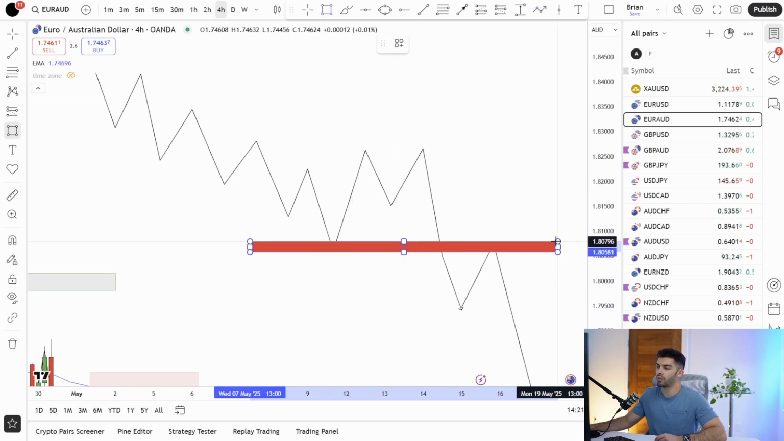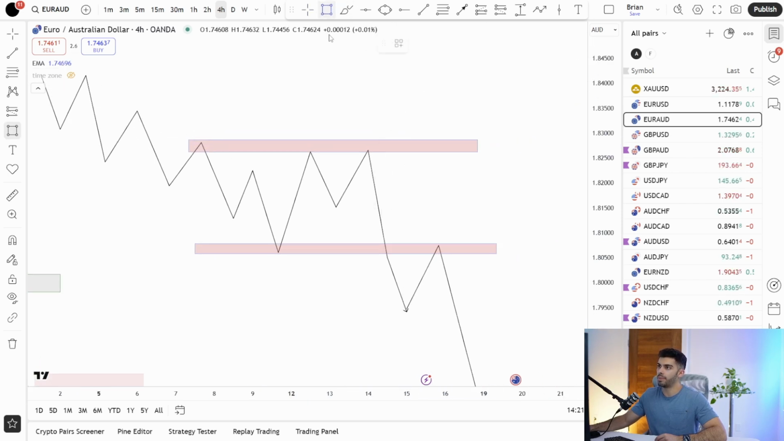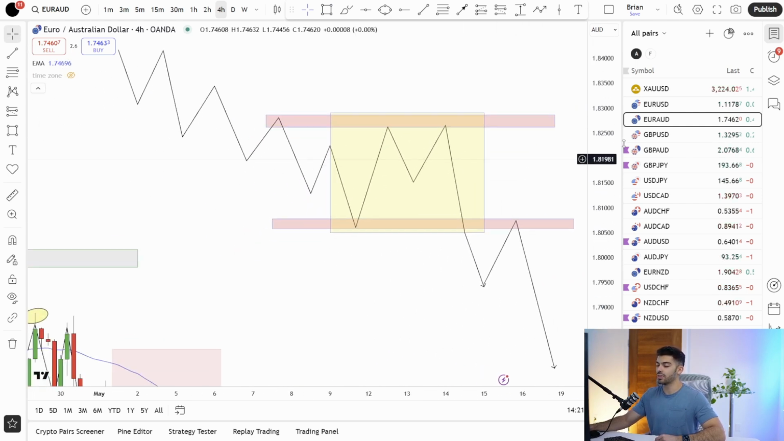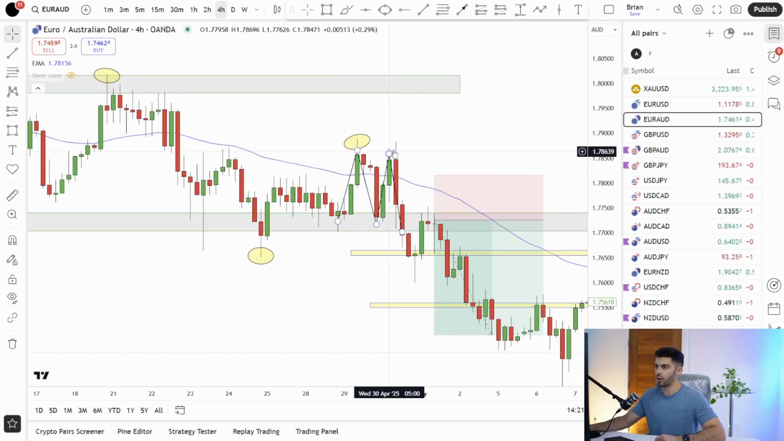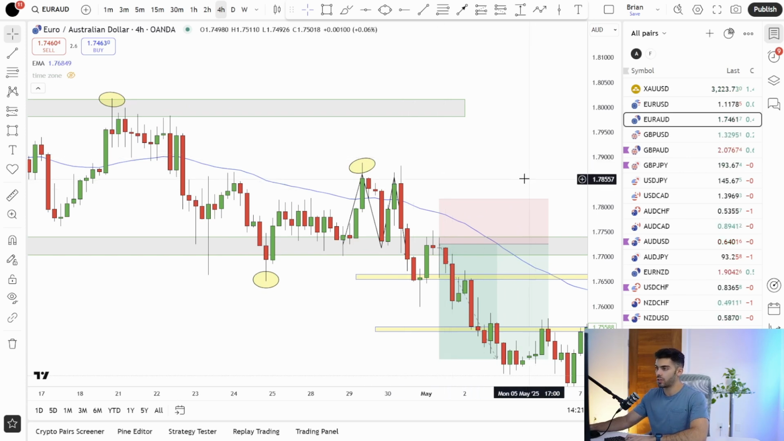This is an area of support right here. This is an area of resistance at the top of the M. And this is the actual M itself. This one marked in yellow is the M pattern. This is a really good pattern that I like to see in the markets. And your eyes are going to get used to it as you start to see these types of patterns more and more.